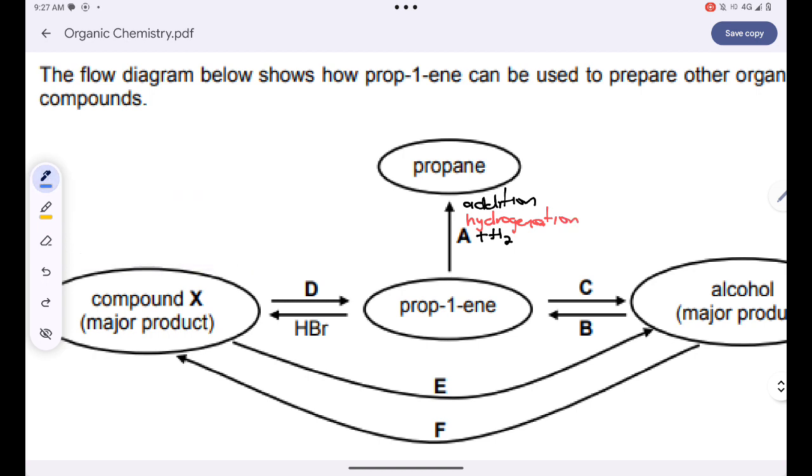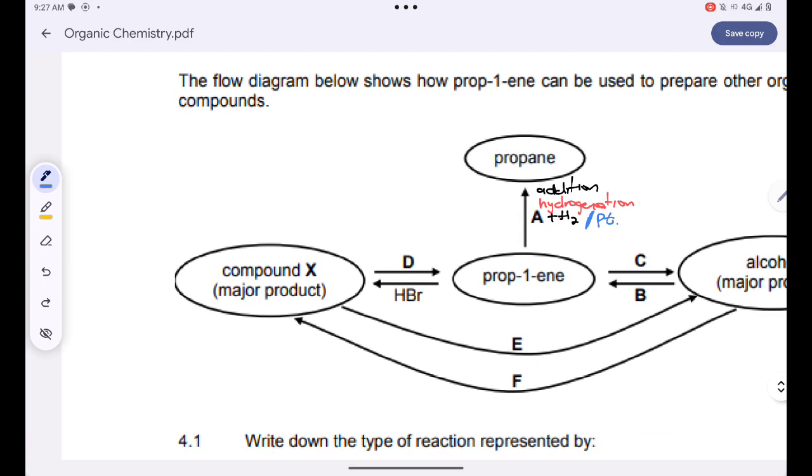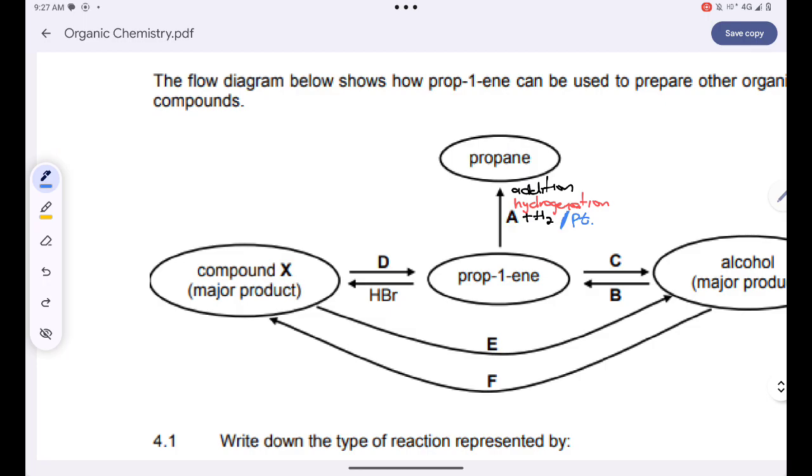The reaction condition needed is only platinum. And then, for us to form compound X from propyne, we must add a hydrogen halide to form a major product.